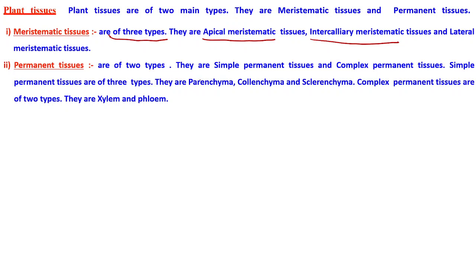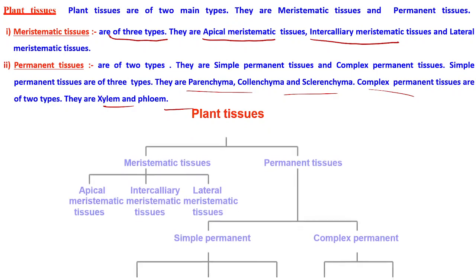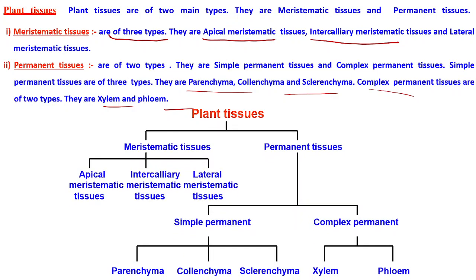Simple permanent tissues are again of three types: parenchyma, collenchyma, and sclerenchyma, and complex tissues are of two types: xylem and phloem. This comes in the case of plants only. Now, for plant tissues, this is a basic pictorial representation. You see, that will be more clear. So this is the basic classification for them.